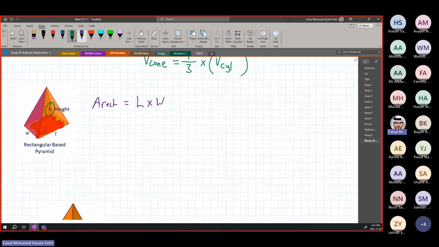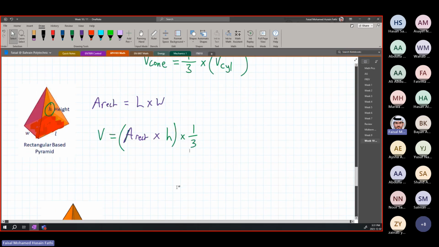So we do the exact same thing. The volume is going to be equal to the area of the rectangle times the height. But because it's a pyramid shape in this case, we have to multiply by 1/3. That's it. That's basically the rule for pyramids or cone shapes when it is not extended. You just have to multiply by 1/3.